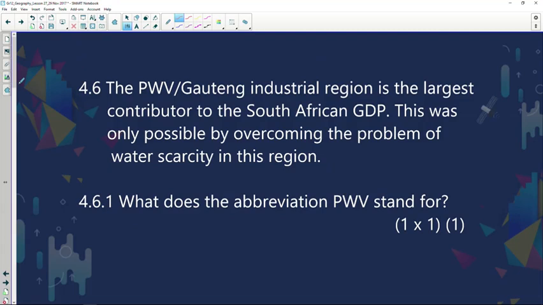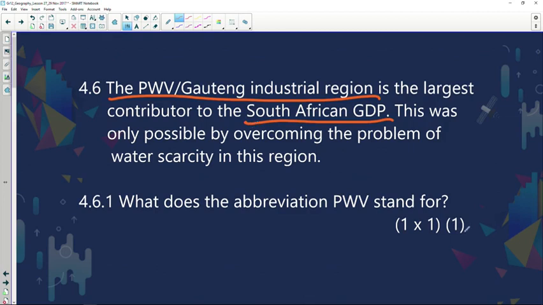Welcome back after the break, and we're going to continue with question 4.6. And we're looking at economic geography because they're referring to the PWV Gauteng industrial area. Now, obviously, it's the biggest contributor to the GDP. A lot of processing and manufacturing taking place in this area, but obviously we have some problems because of this massive manufacturing taking place in this region.